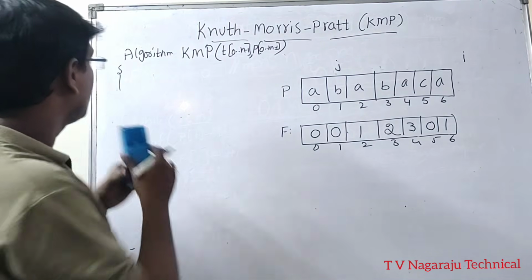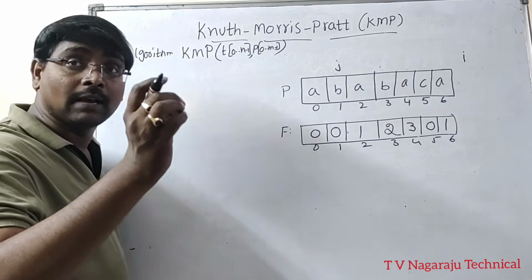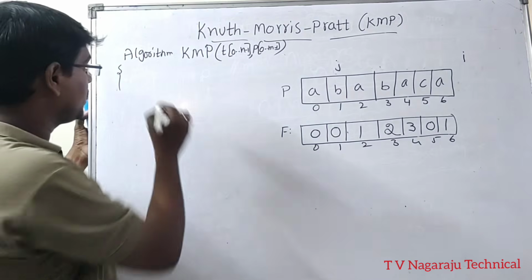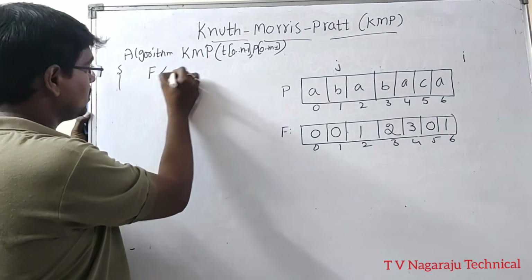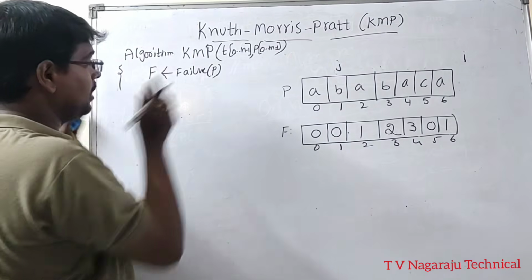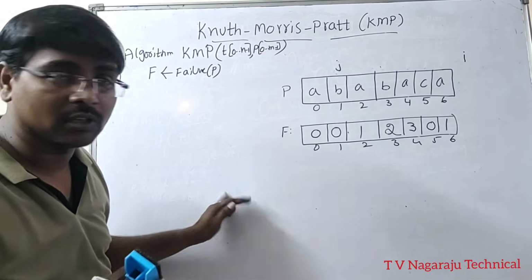Okay. What is the first step of the KMP? Already you know. The first step is calculation of the failure function. So f is the failure of P. For the pattern, I calculated the failure function.